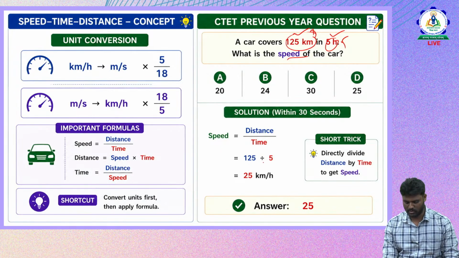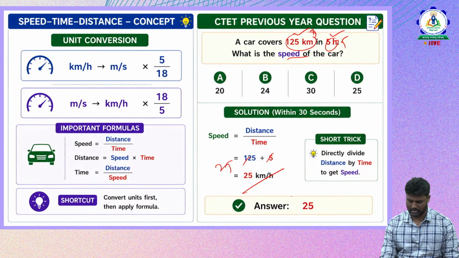What is the distance? 125. What is the time? If we calculate 5 ones are 5, 25 kilometers per hour. Are they asking the units are the same? We need to convert into meters per second. So directly divide and we'll get the answer, which is the option here. Option D is the 25.